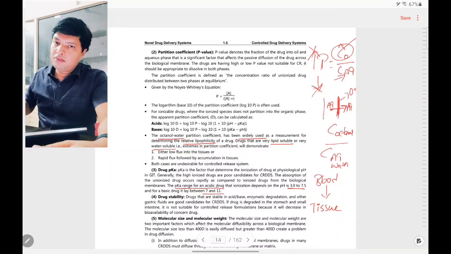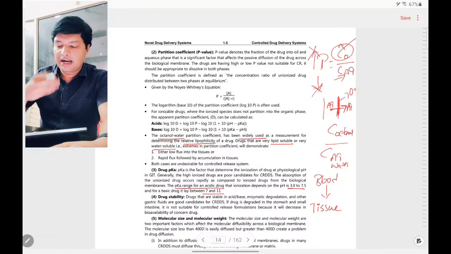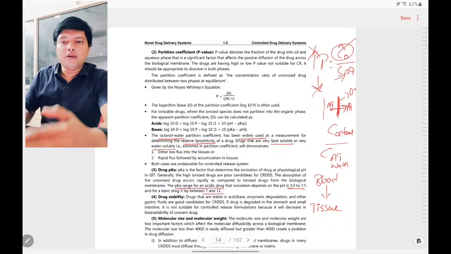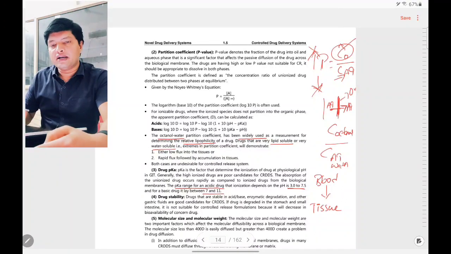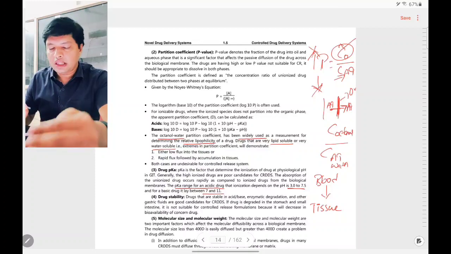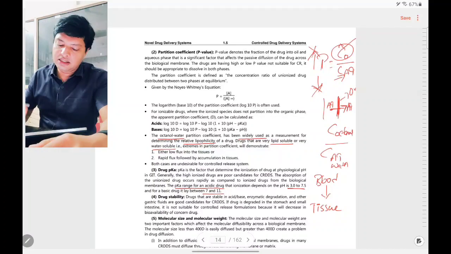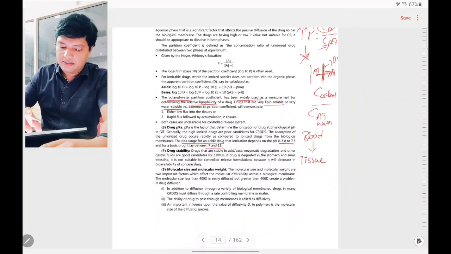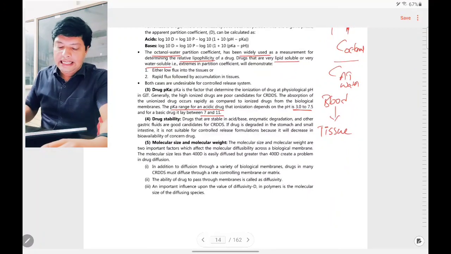It should have good solubility in both the pH, because while controlling the release, we assume the drug will be releasing in stomach as well as intestine. Only provided if you are going for an enteric coating, other than that, we are assuming that drug is releasing in both the system, stomach as well as intestine.